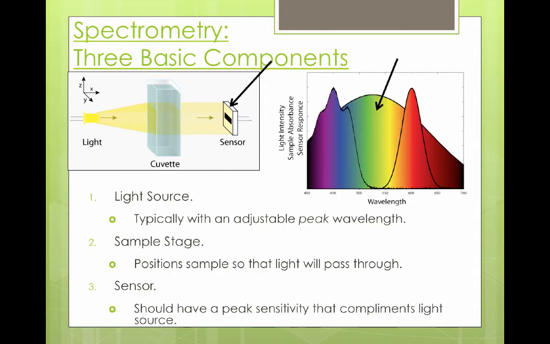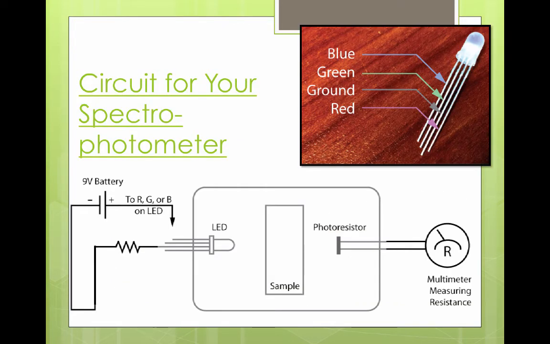And then we have a sensor, and it should be able to sense light that is both emitted by our light source and whatever is absorbed by our sample stage. So we ideally want to be able to move our light source wavelength of light emitted down to the range of wavelengths that our sample is going to absorb in order to get the most sensitivity in our spectrophotometer. So here's a circuit that you're going to be building for your spectrophotometer.